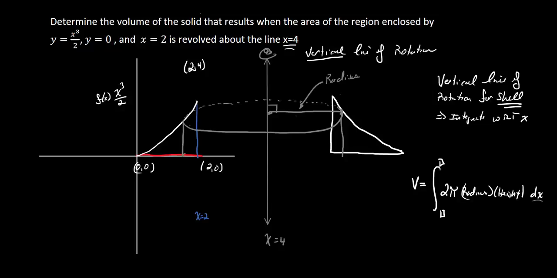The other two are opposite. So there's a lot of different ways you can go about remembering how to do this. I just look at my axis of rotation with shell. If the axis of rotation is vertical, integrate with respect to x. If I'm using the shell method and my axis of rotation is horizontal, I integrate with respect to y. So now we have to figure out what is the radius of my shell.